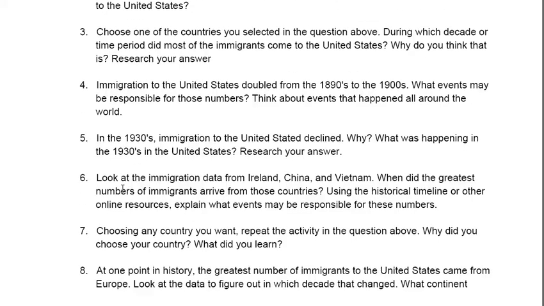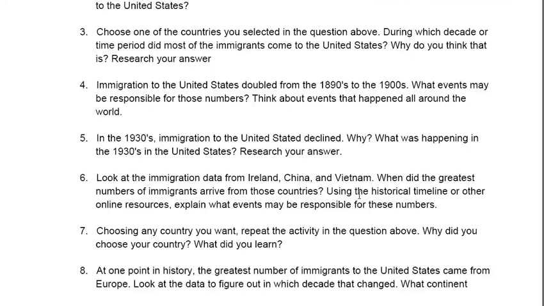Number 6. Look at the immigration data from Ireland, China, and Vietnam. When did the greatest number of immigrants arrive from those countries? Using the historical timeline or other online resources, explain what events may be responsible for these numbers. Okay, so we don't need to look at other online resources. The historical timeline on this website is plenty. You need to, again, look at 3 specific countries. We're looking at Ireland, China, and Vietnam.